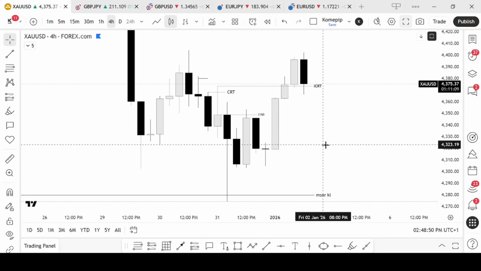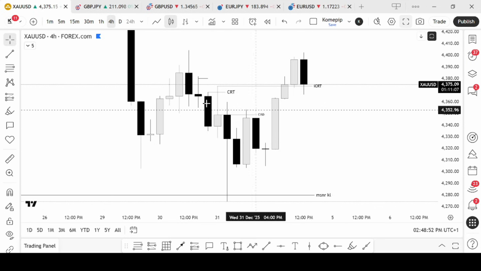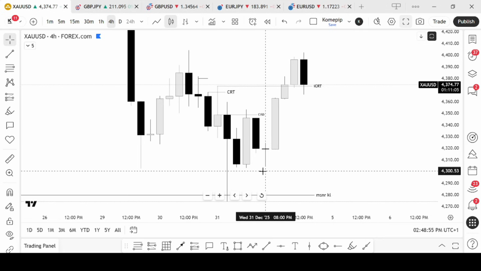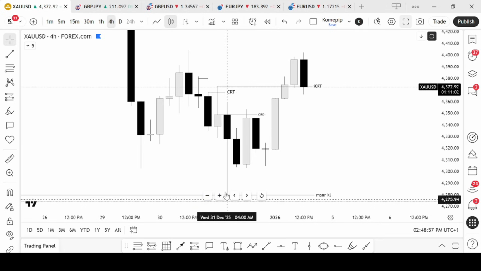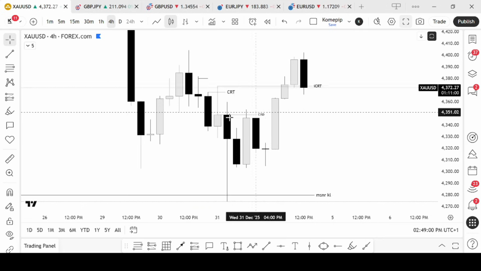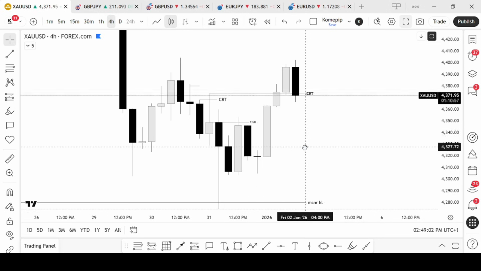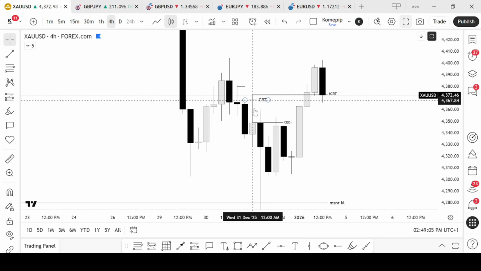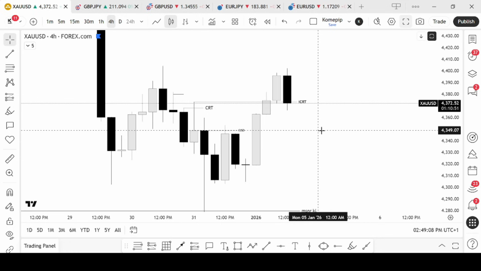So all the selling arguments have been cancelled. Why? We have, for example, a daily key level rejected, a 4-hour breakout, okay, and I found my iCRT. So basically, okay, I want to buy. So the next question is, where do I enter my buy?